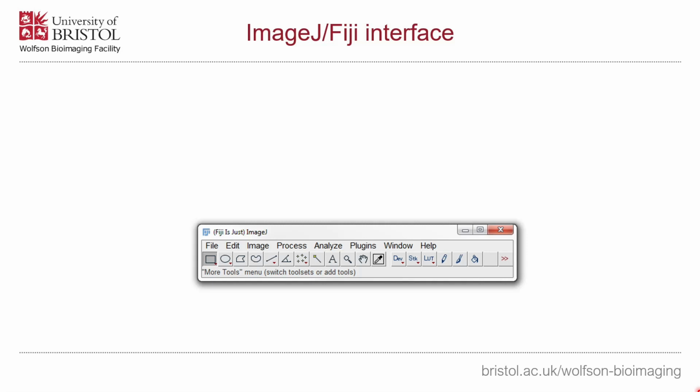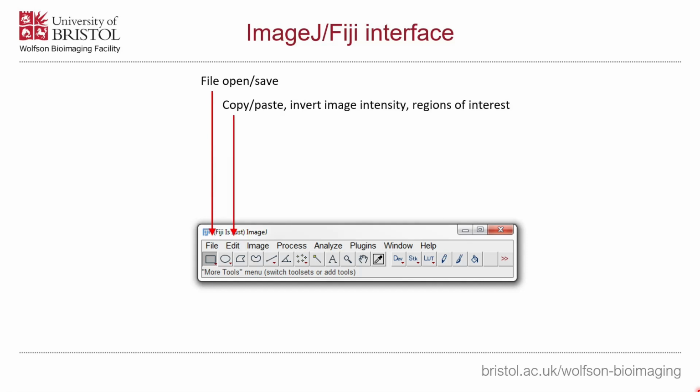So just to go through some of the main menus here, obviously you've got the standard file open save menu common to a lot of programs, so I won't really dwell on that. You've also got the edit menu here, which again includes a lot of standard stuff, copy, paste. There are a couple of interesting features there. One is the ability to invert the image intensity. Also dealing with regions of interest, which again is something we'll look at a little bit later on.